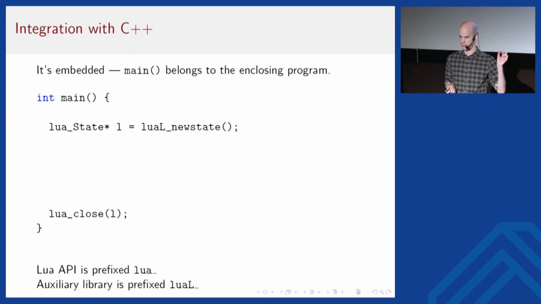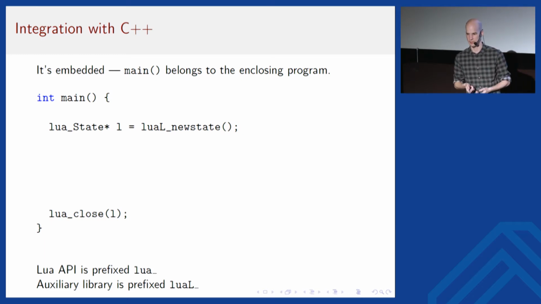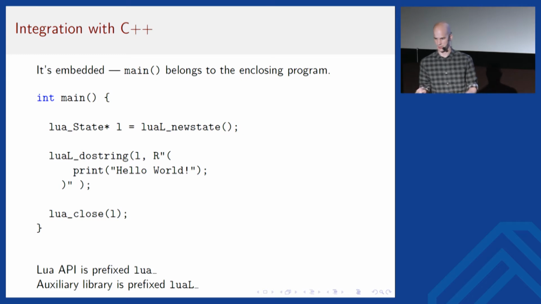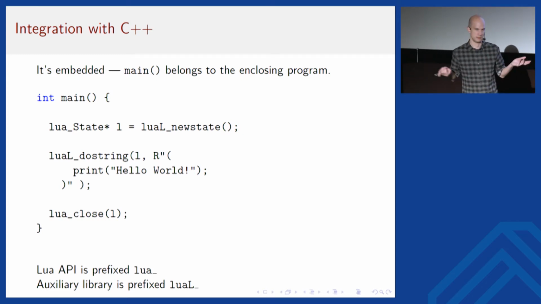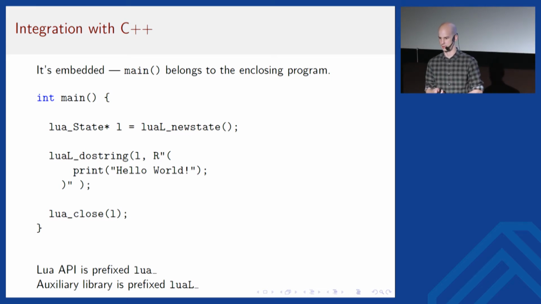And actually, all of the Lua API functions take the state as a first argument. So this is sort of, if you want, the main object in Lua's API if you want to interpret it as an object-oriented API. So once I have the state, I can just run some Lua code on it. Really, that's all there is to it. This is enough to get Hello World running within C++.